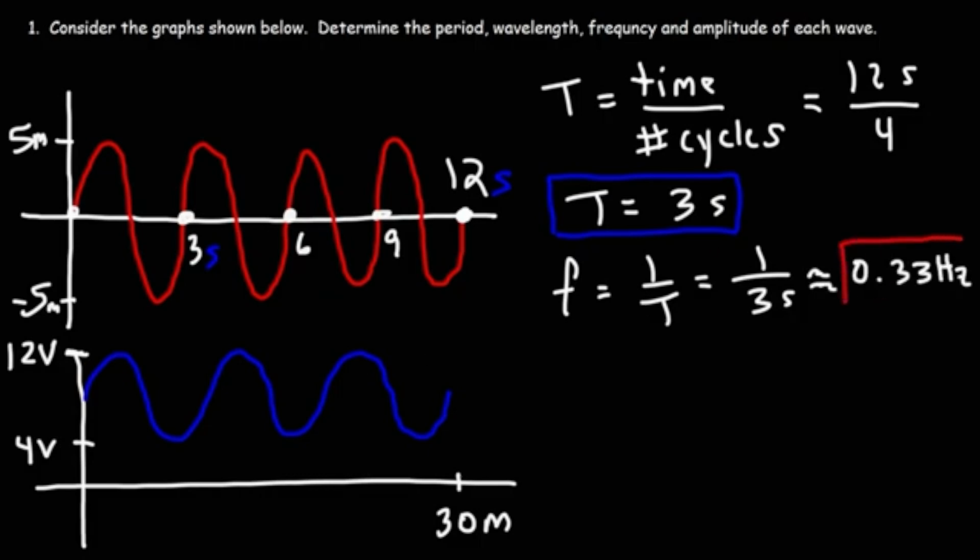The frequency is also the reciprocal of this formula. The frequency is the number of cycles divided by the time, or the number of cycles that a wave goes through every second.